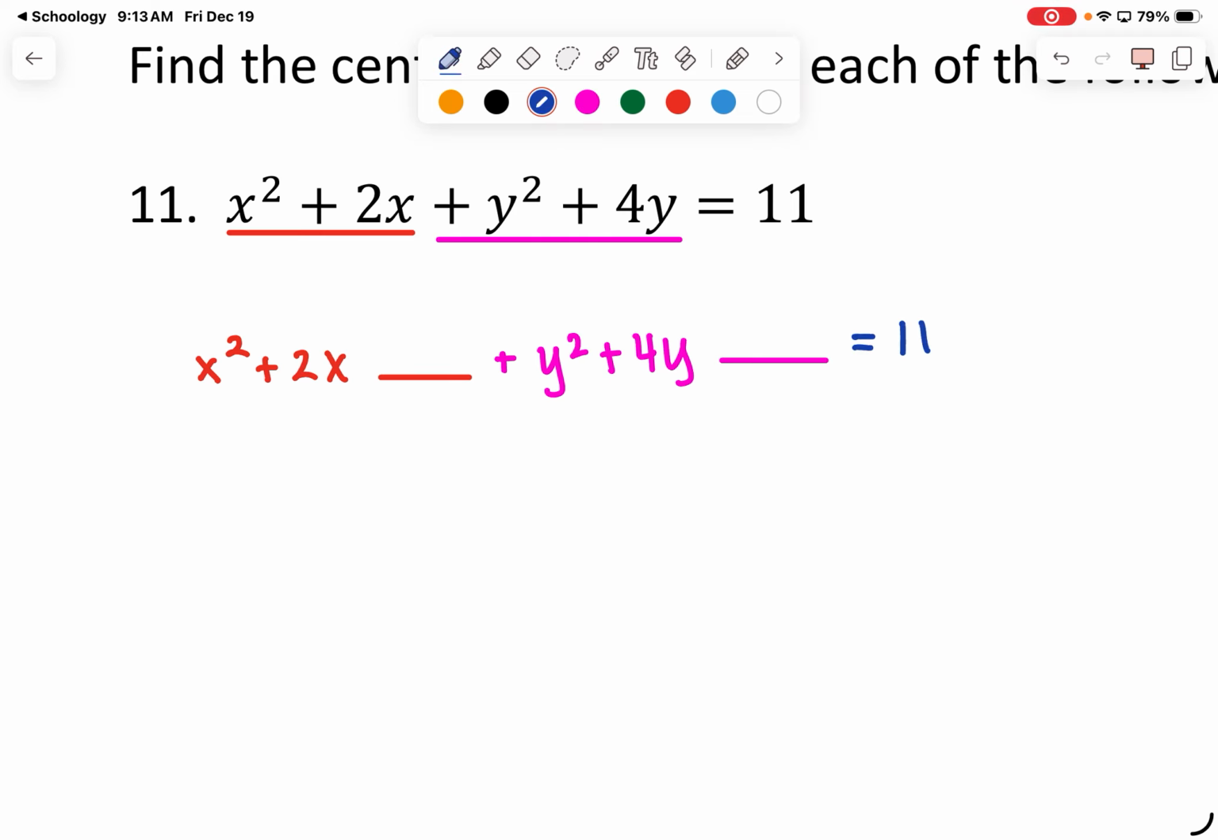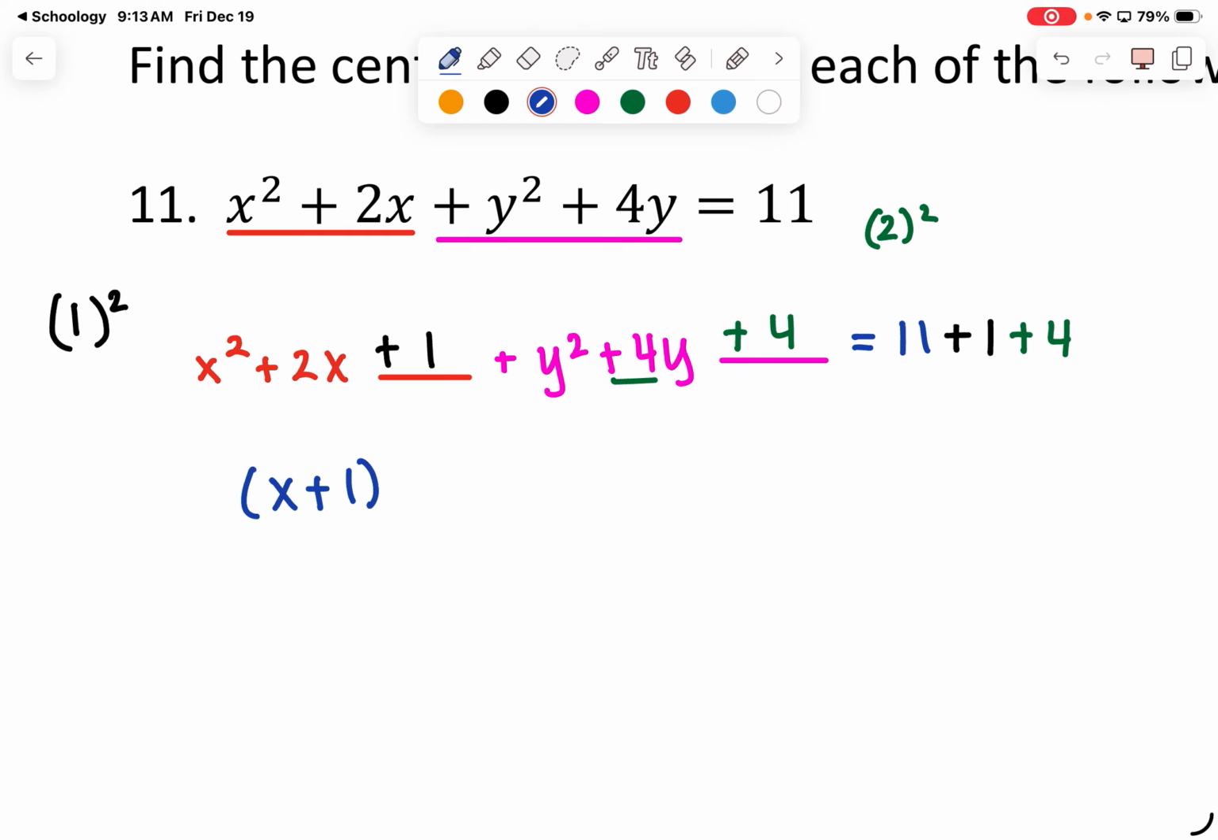All right, complete the square for x. So we're gonna take half of 2, right, half of b, which is 1, and square it, which is 1. So now we just added 1 to the left side of the equation, so we have to balance by adding 1 to the right side. Okay, and then we're gonna do the same thing for y. We're gonna take half of b, which is 2, and square it, so that's 4. And we just added 4 to the left side, so we have to add 4 to the right side. Okay, and now we can factor.